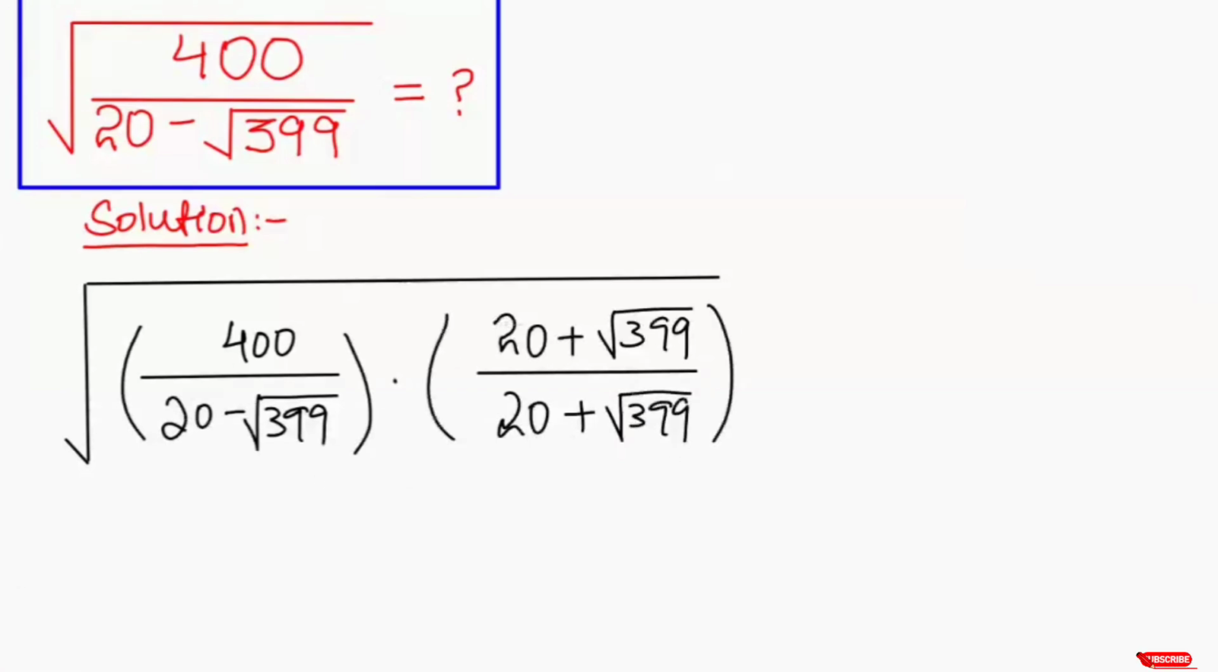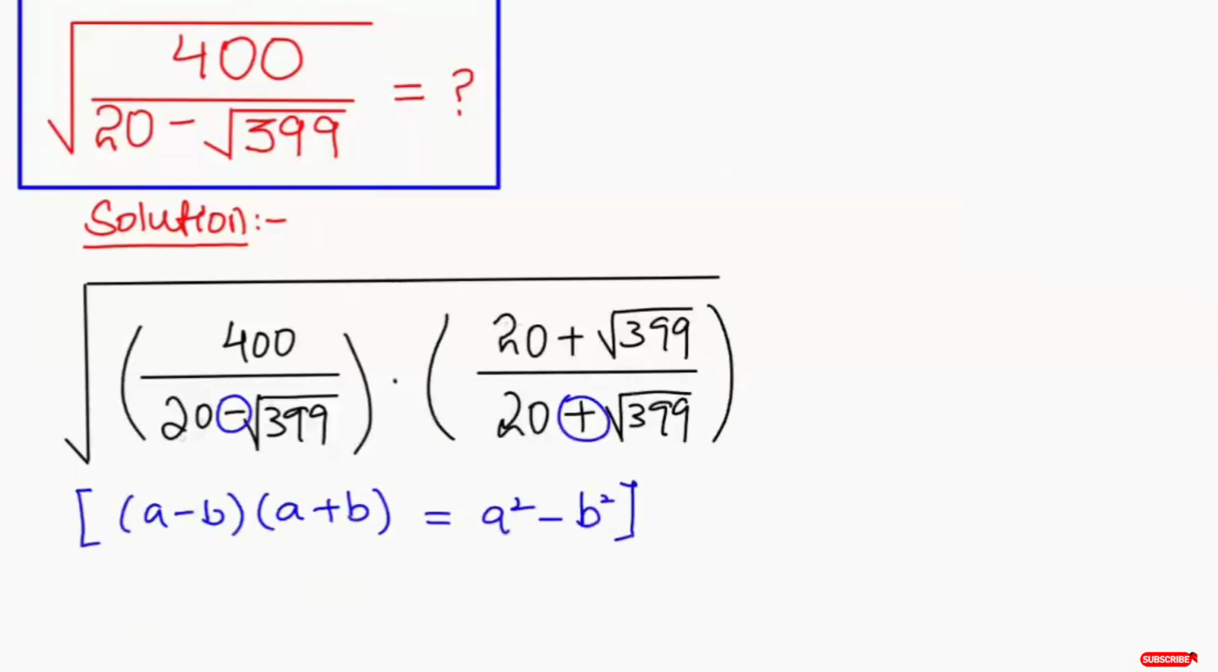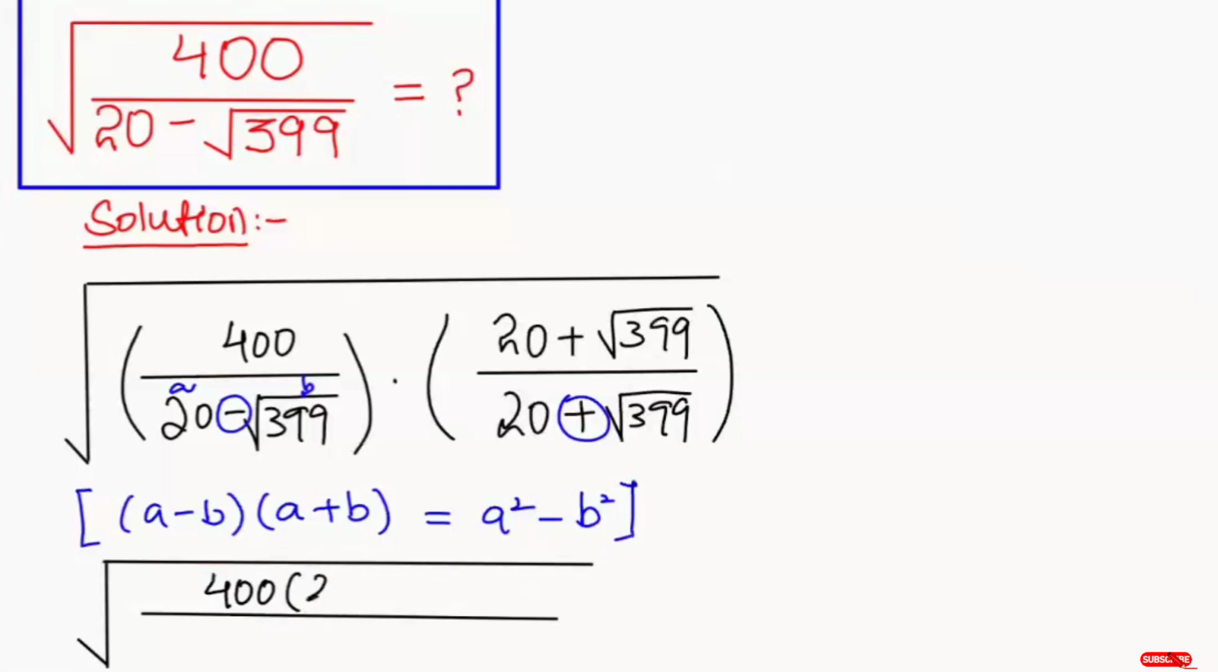Now here we have the negative and the positive sign, so I'm going to apply the algebraic identity, that is a minus b times a plus b is equal to a square minus b square. So this is our a and this is our b value here. And this 400 is going to multiply with this 20 plus root of 399. So the next expression we will get is 400 times 20 plus root of 399 over 20 to the power of 2 minus root of 399 and whole to the power of 2.